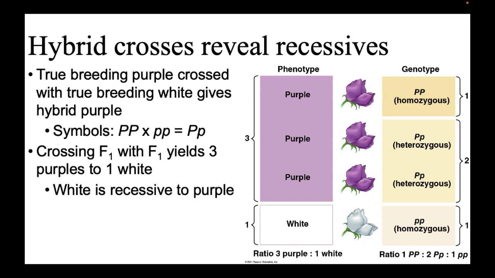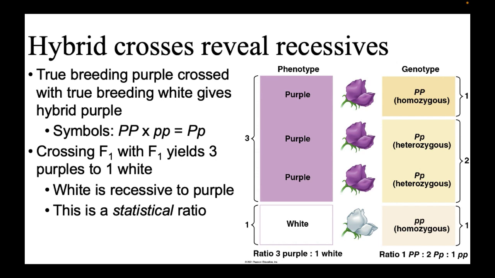The white is hiding in the F1, so we call that, again, the recessive. And this ratio of three purples to one white is a statistical ratio. It is not a reality ratio. What I mean by that is if you were to sit there and do this in real life and then count four seeds from the F2, so crossing F1 to F1 gives you F2, if I take four seeds, is it going to be three purples to one white? No, you're not going to see that.